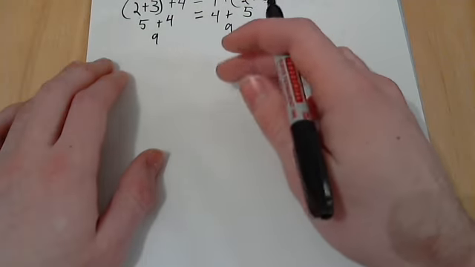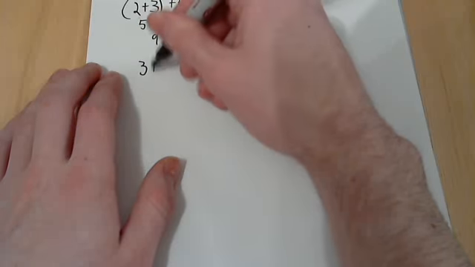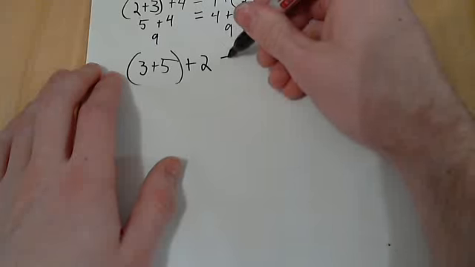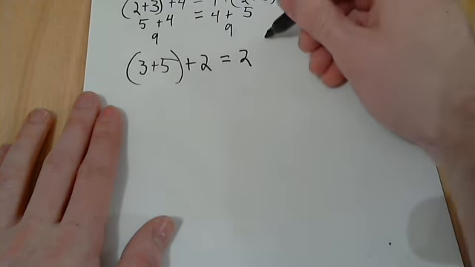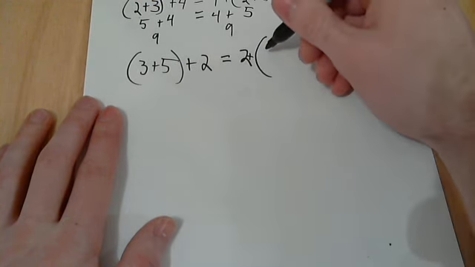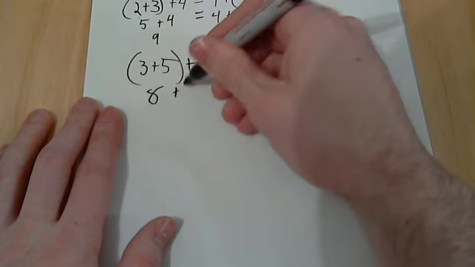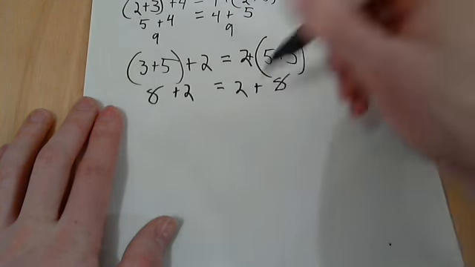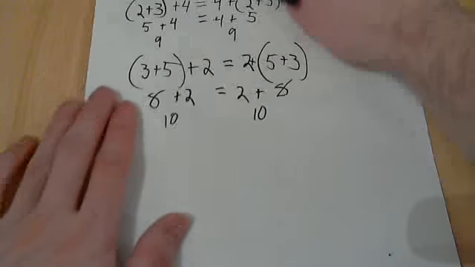And another way of doing the commutative property would be if you had something like 3 plus 5 plus something like 2. You can switch the 2 over to here again, and you can also switch the numbers on the inside, plus 5 plus 3. So 5 plus 3 is 8, plus 2. And 8 plus 2 is 10, 8 plus 2 is 10. So that's the commutative property of addition.